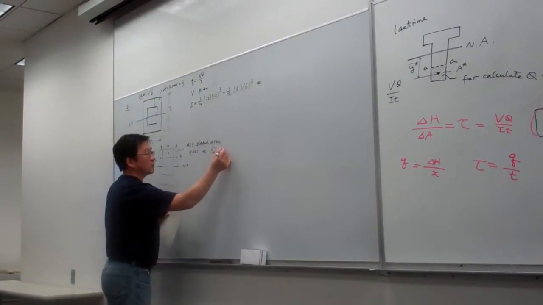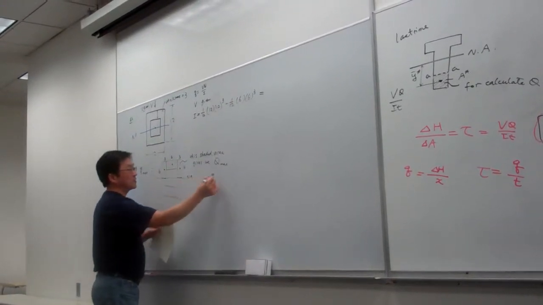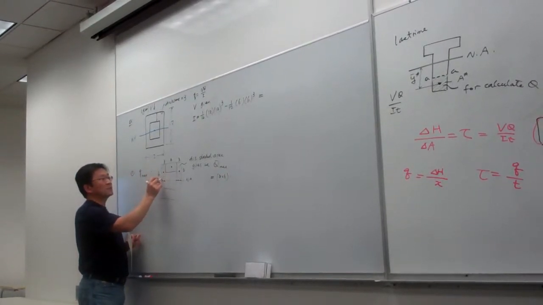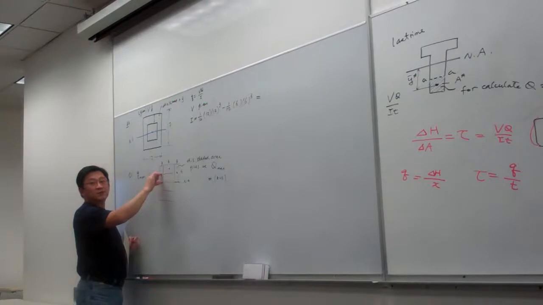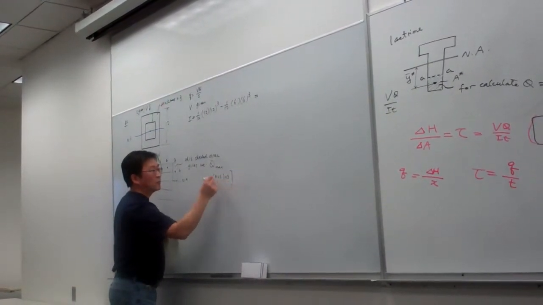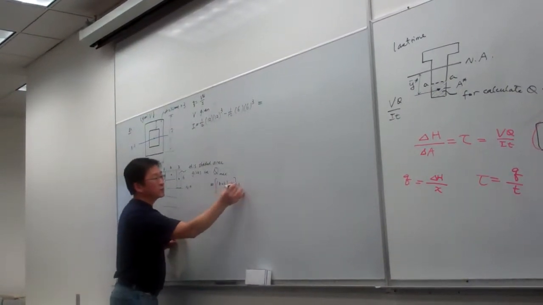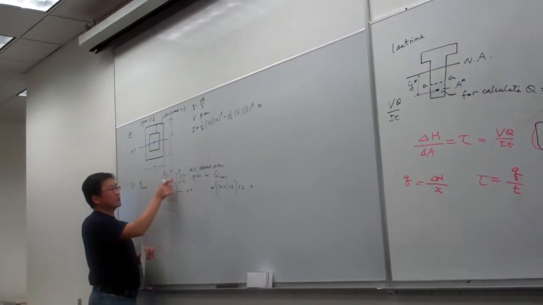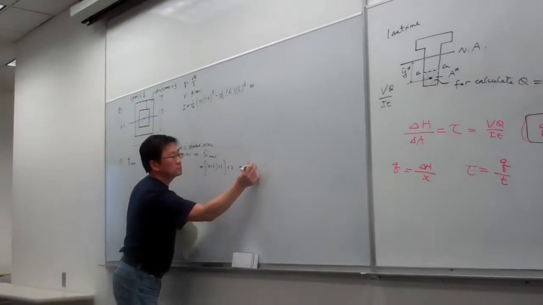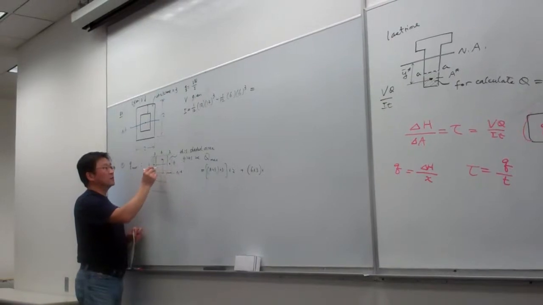So for this case, the Q maximum will be equal to the three pieces together. 3 times 6, I calculate this area first, and then this is 3. So times 3, and we have two identical portions, so multiply by 2. And now I work on the middle one. The middle one, the area is 6 by 3. And then from here to here, the distance is 4.5.